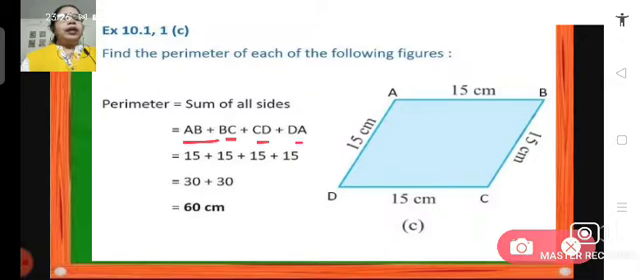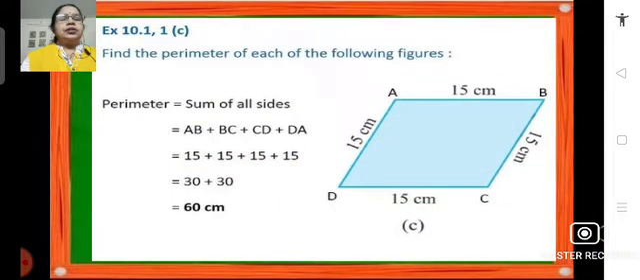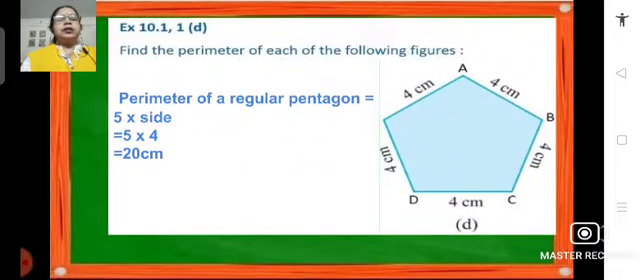And we know that all the sides of this quadrilateral are equal. Each is equal to 15 centimeters. So it will be 15 plus 15 plus 15 plus 15. That is equal to 60 centimeters. Very simple. The perimeter of this figure is 60 centimeters.